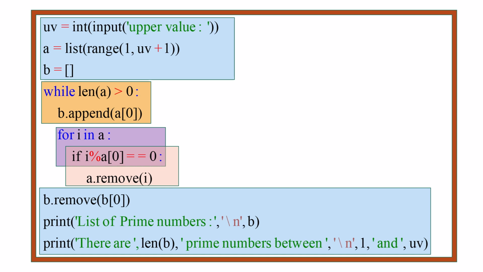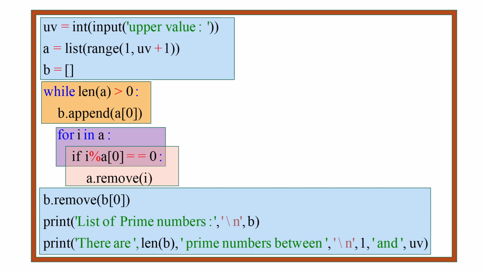So it starts with the first element and then it goes into the for loop, whereby what it is doing is it is dividing every single element of list A by the first element of the list A. And if it completely divides the element, that means the remainder is 0, it will remove that particular element from list A. That's the sieving part. And then it will move on to the next element.